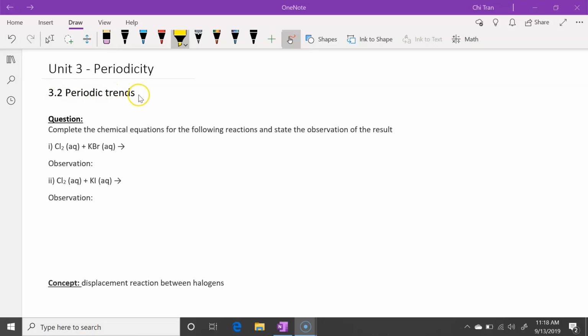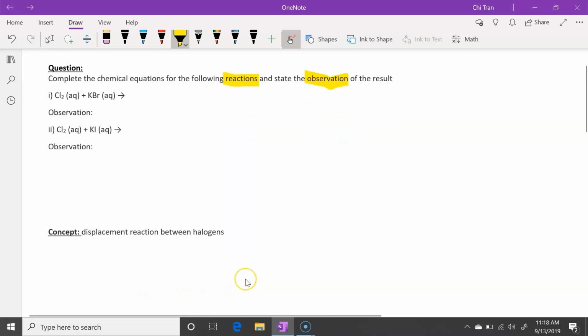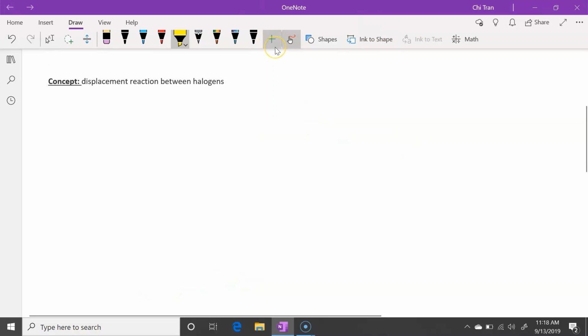This video is about periodic trends. The keyword in the question is asking for us to complete the following reactions, which are these two reactions down here, and to state the observation of the result of these reactions as well. So the concept is the displacement reaction between halogens.